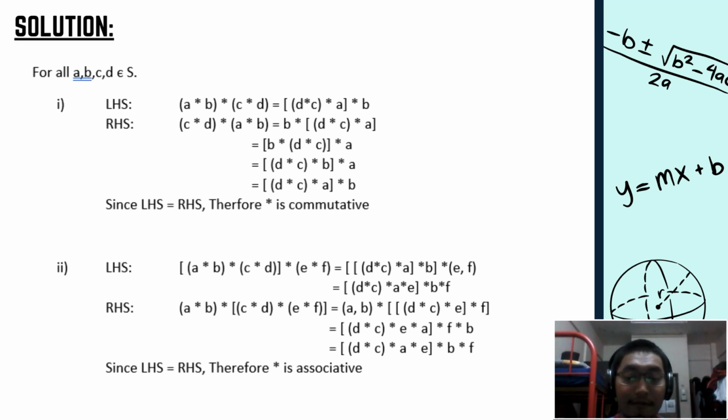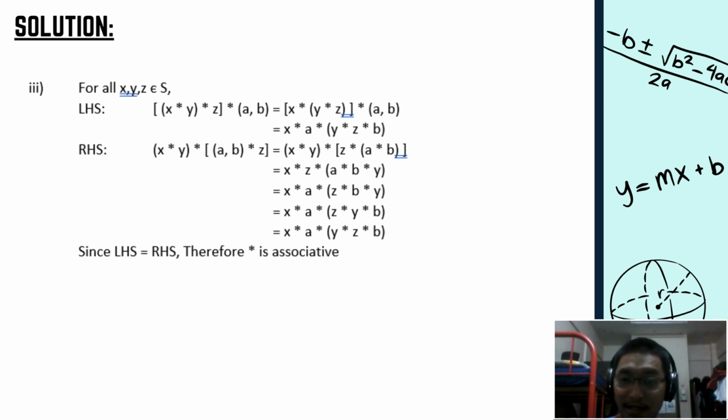And for the right hand side we have (A * B) * ((C * D) * (E * F)) equal to AB * ((D * C) * E) * F, and then we solve. And for the right hand side we got ((D * C) * A * B) * B * F. Since left hand side equal to right hand side, therefore star is associative.